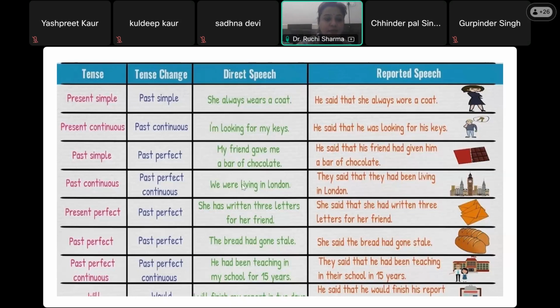Next sentence, simple past tense. Please read out the sentence. My friend gave me a bar of chocolate. It is converted to past perfect: He said that his friend had given him a bar of chocolate. Okay. Please give yourself some time to look at the sentences carefully. Read out the examples.